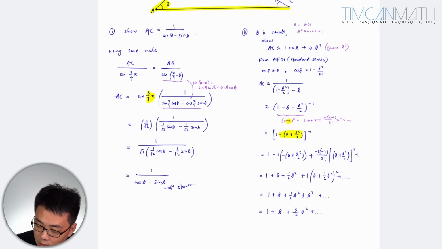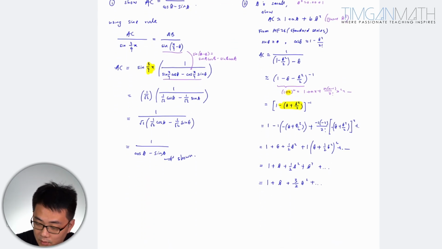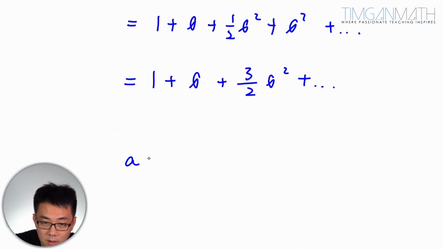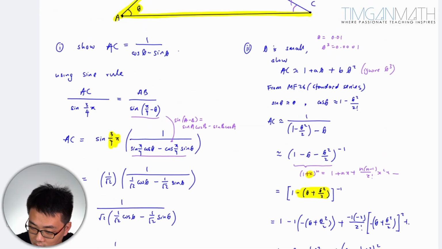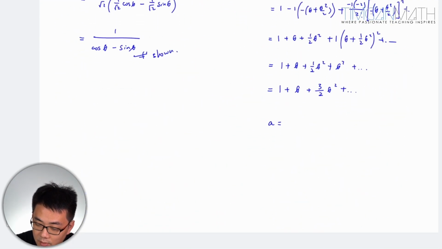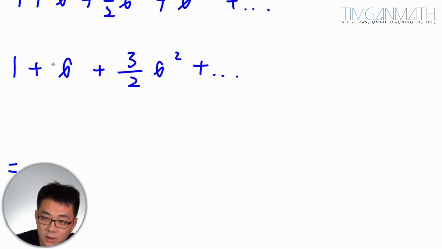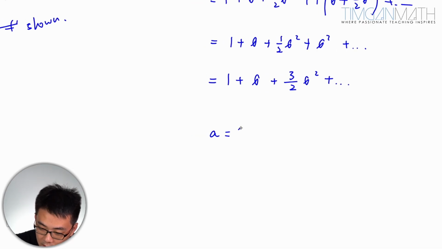Once that is done, we know what our A is. A is the coefficient in front of theta. So 1 equals a, and b equals 3/2.